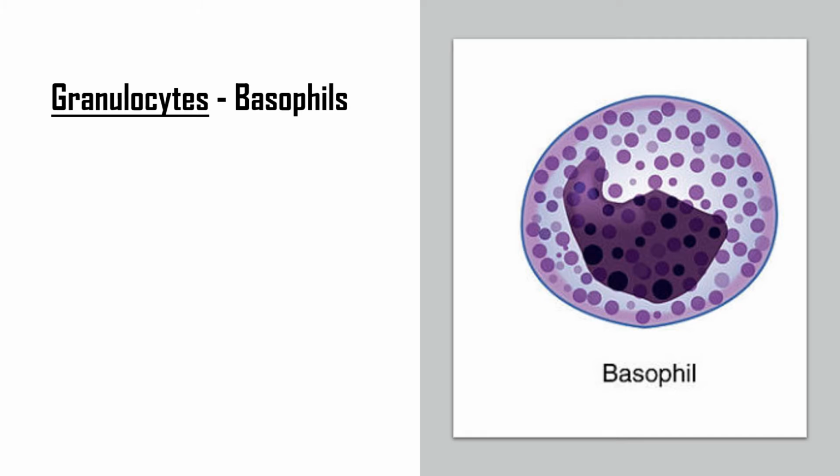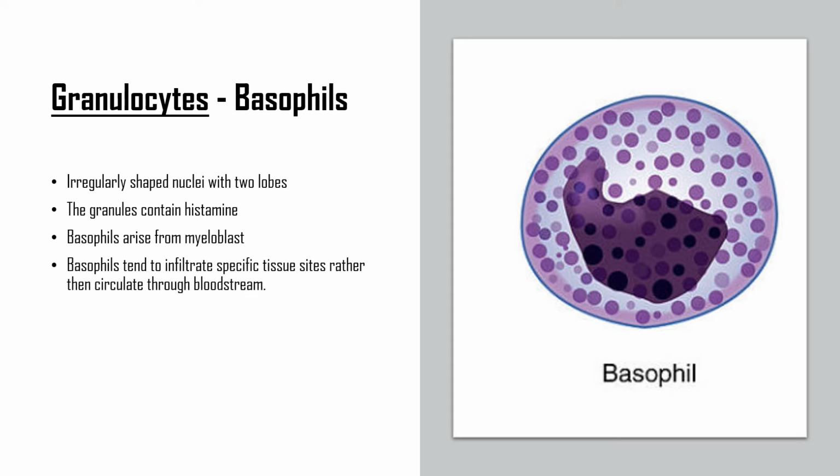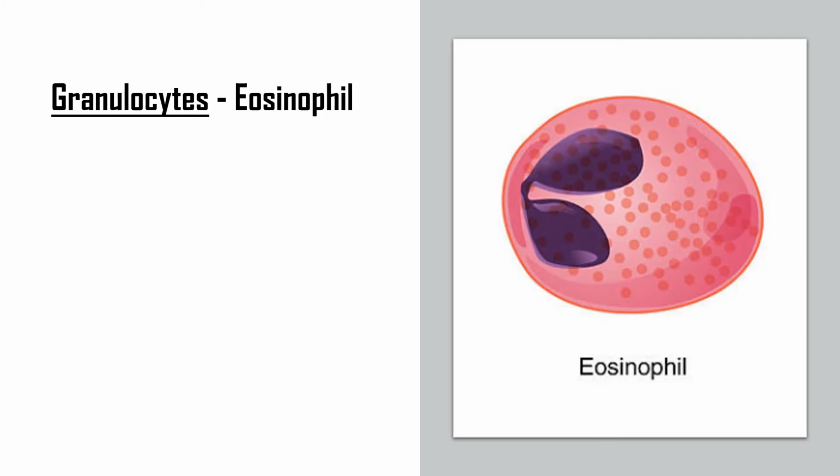Basophil. Here you can see the diagram on the screen of a basophil. Basophils have irregularly shaped nuclei with two lobes. The granules contain histamines and other substances similar to those in mast cells. However, basophils arise from a different cellular lineage. Like mast cells, basophils tend to infiltrate specific tissue sites rather than circulate through the bloodstream. Basophils are also important in development of allergies and hypersensitivities.